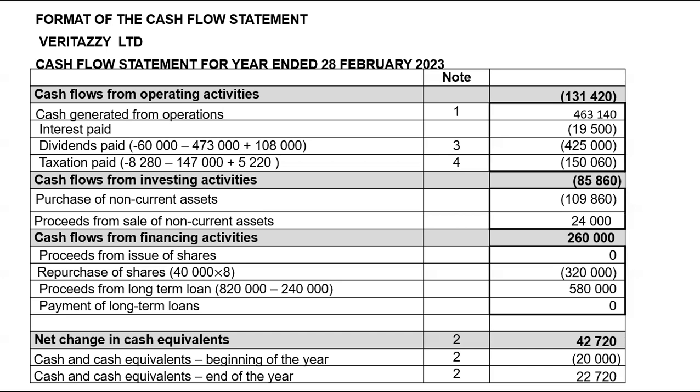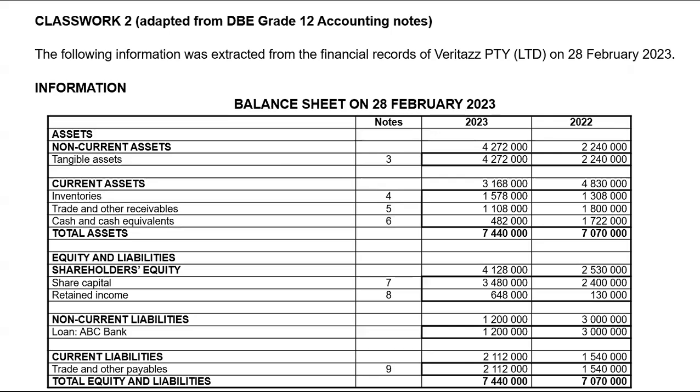Now, I'm done. I'm going to take this, which is cash flow from operating activities. It's minus 131,420 minus 85,860 plus 260,000. It will give me the net change in cash and cash equivalent. If it doesn't, it means that you made a mistake. I don't know where, but you made a mistake. You need to correct it. They need to balance. And this is how you would check if your cash flow statement is correct. Please check this out.